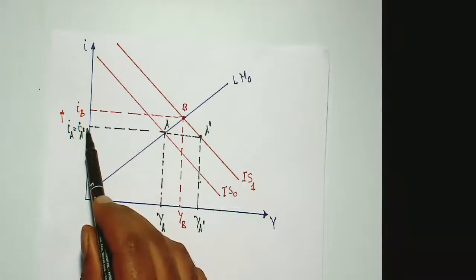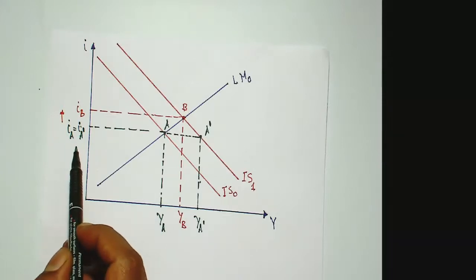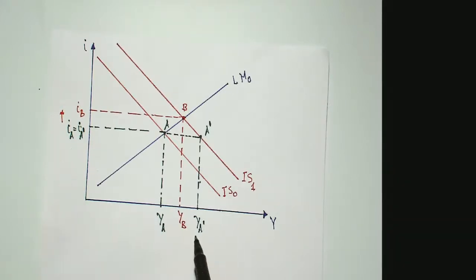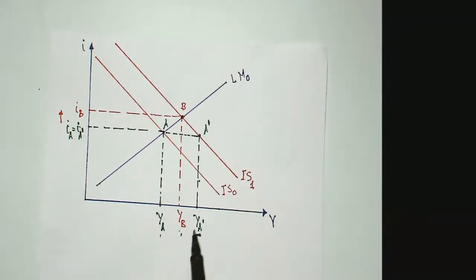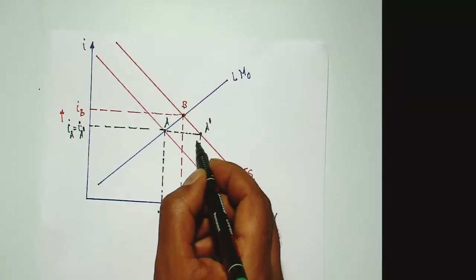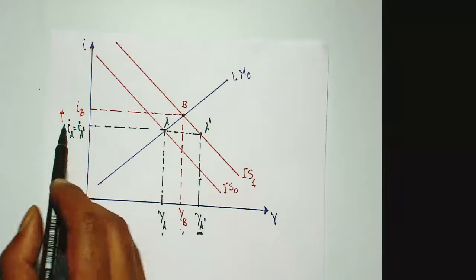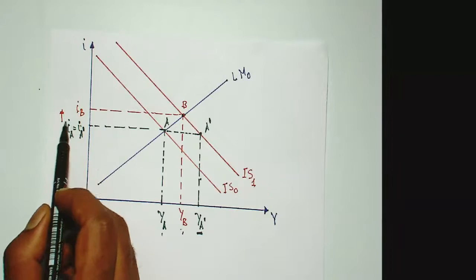If we had an interest rate fixed at point IA, we would have reached a level of income which corresponds to YA prime, which is actually higher than both of these incomes indicated. However, at our new equilibrium point B, we have an income equal to YB. So a higher interest rate from IA to IB decreased investment.